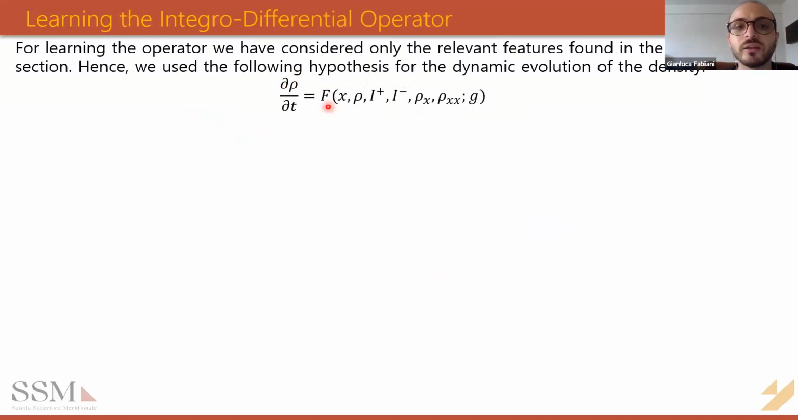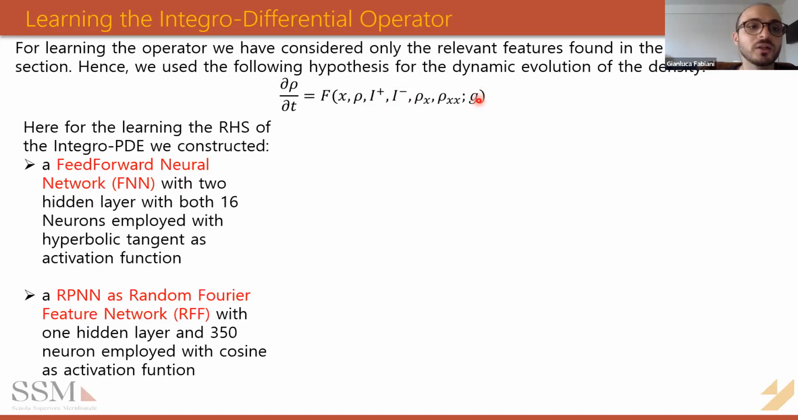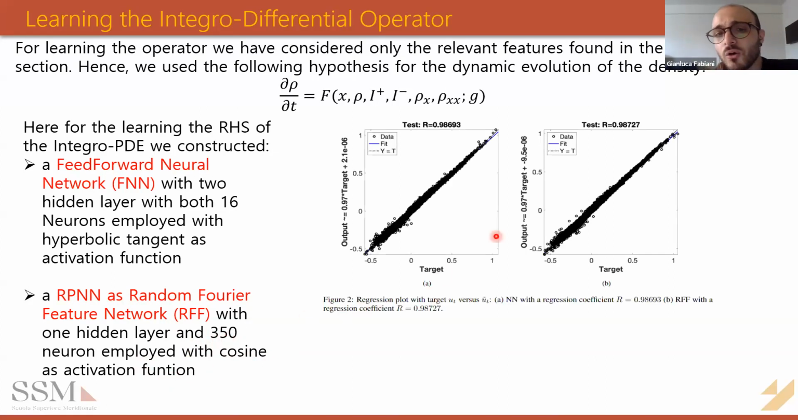And so we want to find a black box model in this nonlinear form with all the features, and we also use the parameter G as bifurcation parameter. We use it for regression, approaching it with one feed-forward neural network with 2 hidden layers and 16 neurons using hyperbolic tangent activation function, and compare it with a random Fourier feature network, so a random projection network. When we use cosine activation function, we use 350 neurons. We performed regression. We got similar results for both.